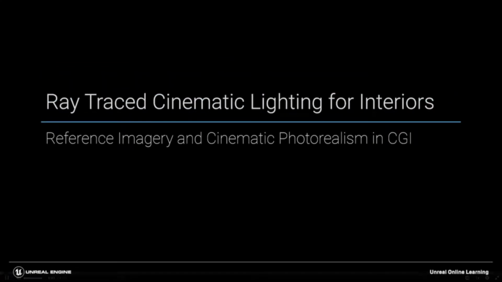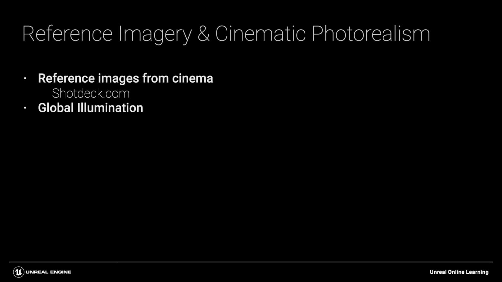Before we begin in Unreal Engine today, I thought it would be useful to briefly discuss a pivotal step in pre-production for cinematographers and lighting artists: reference imagery. Along with that, we'll talk about global illumination and how understanding the physicality of light in a scene can help you motivate your look. It'll also help us towards achieving cinematic photorealism with our renders, which, by the way, is one of the main goals for this course.